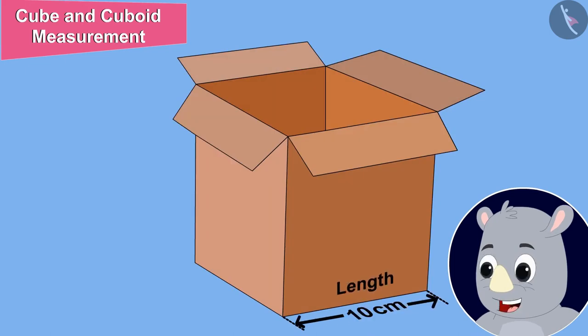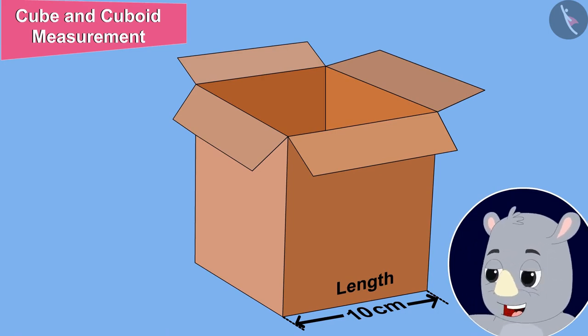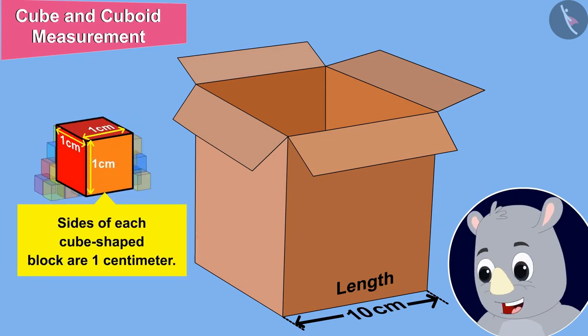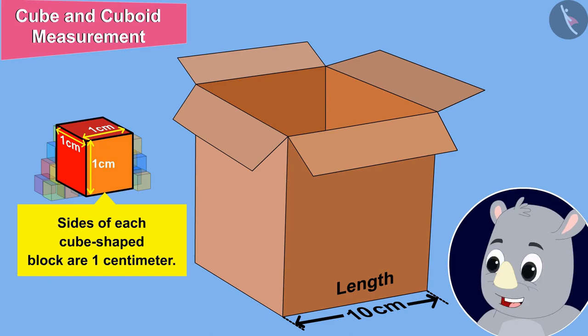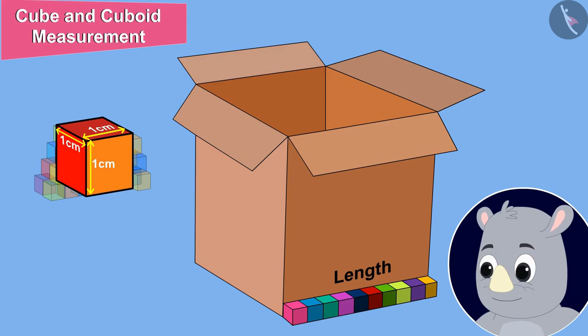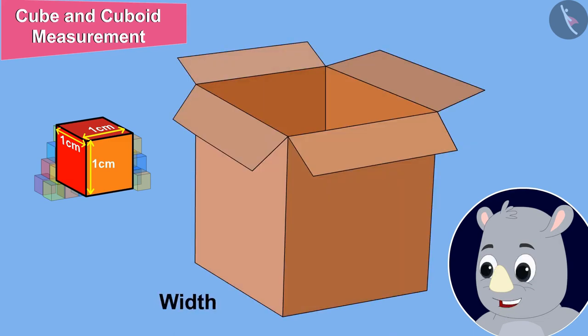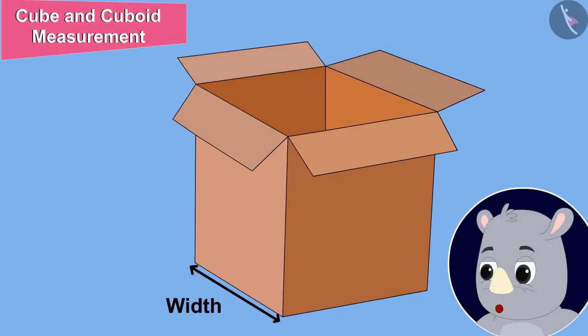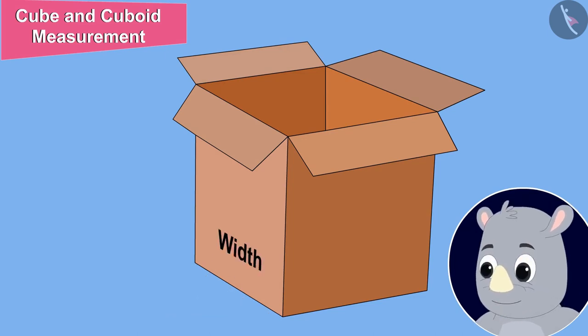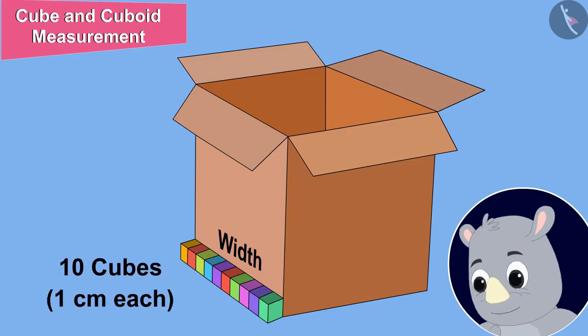Okay. The length of this cube-shaped box is 10 centimeters and the sides of each cube-shaped block are 1 centimeter. That means the length of this box is equal to 10 cubes. Now, I will measure the width of this box. The width is also 10 centimeters, which means that the width of this box is also equal to 10 cubes.